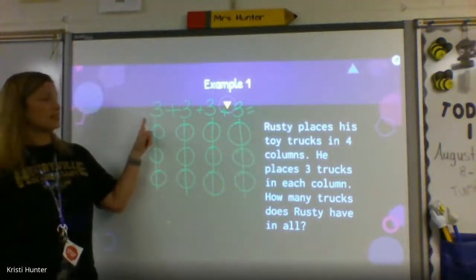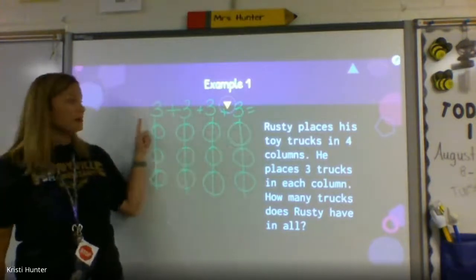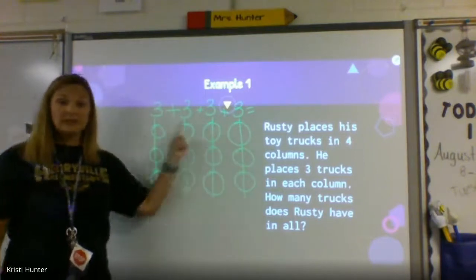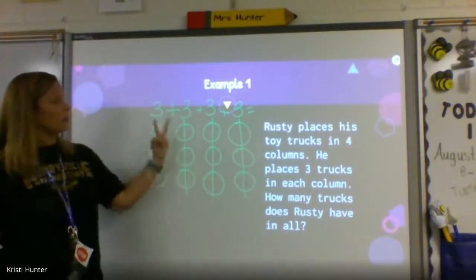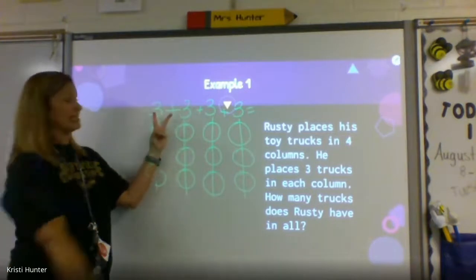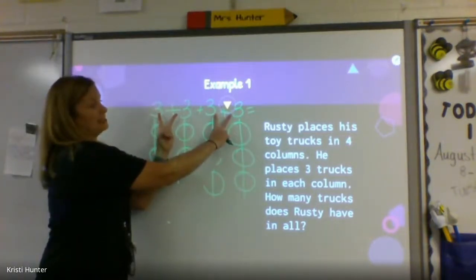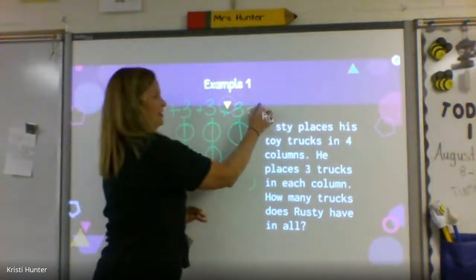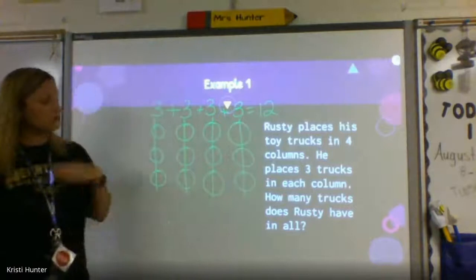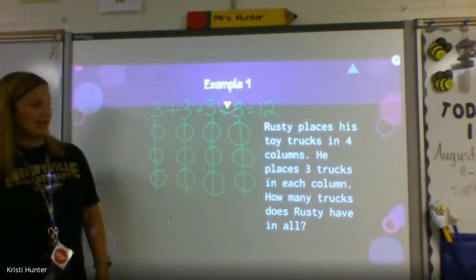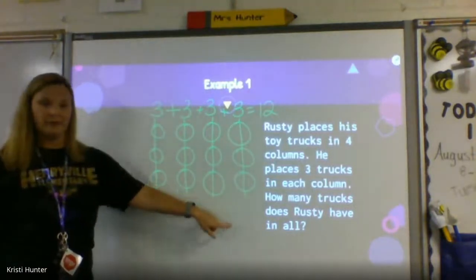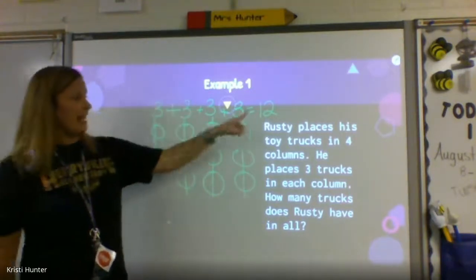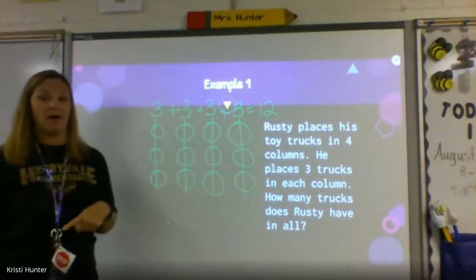Remember we talked about yesterday, if you don't know how to add 3 plus 3 plus 3 plus 3, you can always count the number in your array. Or you can also look, 3 plus 3 is 6, which means 3 plus 3 is 6, which means 6 plus 6 makes 12. So Rusty has 12 trucks in all. So we have drawn our array, written our equation, and found the solution to our problem.